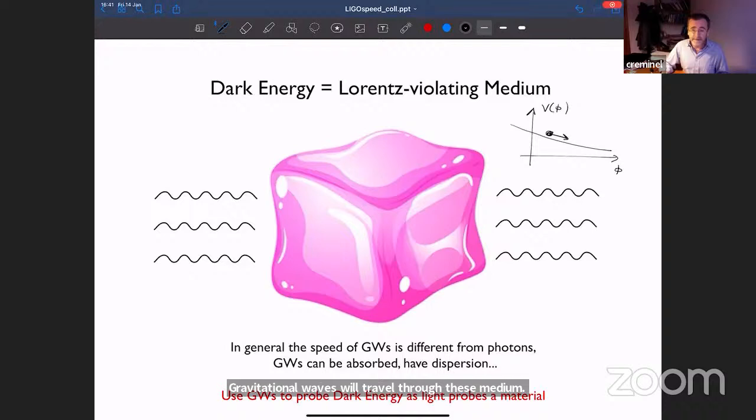And in general, I can expect that some effect will occur. So you have to think about this as having light that goes through a medium, okay? So in general, what can happen? Well, in general, going back to what I was saying before, the speed of gravitational waves as they propagate through this medium may be different from the speed of propagation in vacuum. Or you can have other effects. For instance, some of the gravitational waves may be absorbed by this fluid, or they can have dispersion, meaning that different frequencies of the gravitational waves will behave differently, and so on and so forth.